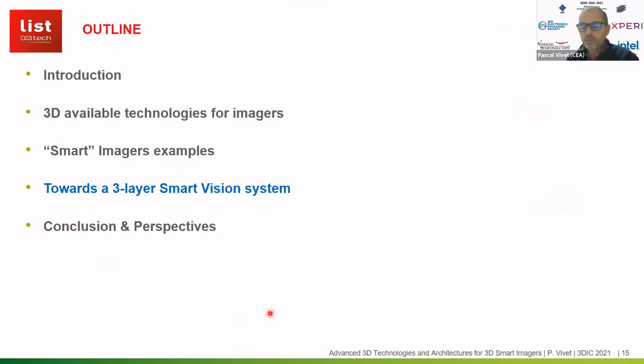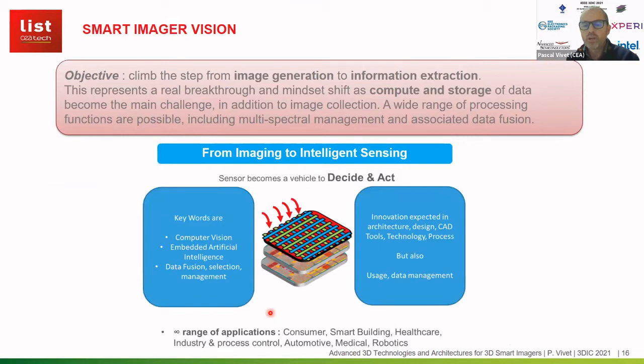So starting from these technologies and examples, we are aiming to build a 3-layer smart vision system. And this is why we are doing that again. So the idea is to move from image generation to information extraction. And this is where we are working in the edge AI domain. So we need to shift between the compute and storage. We need to have enough storage capability on chip. This is a big challenge, of course.